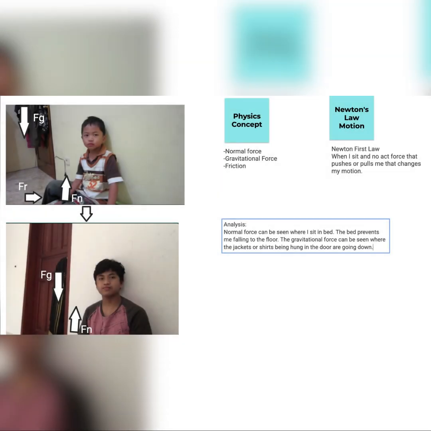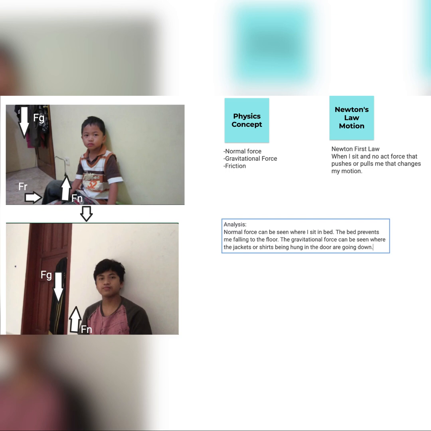Okay, for the first photo, it can be seen that it shows me as a child and currently. Based on analysis, the physics concepts are normal force, gravitational force, and friction. For the normal force, we can see that where I sit on the bed prevents me from falling to the floor, where the normal force can be defined as something that holds things and prevents them from passing through a surface.